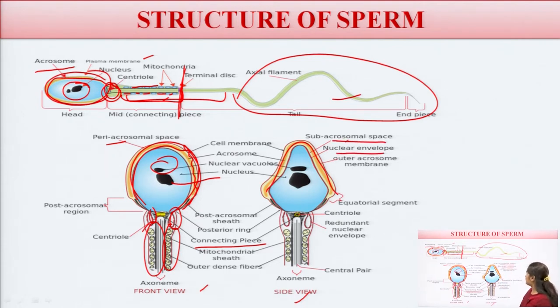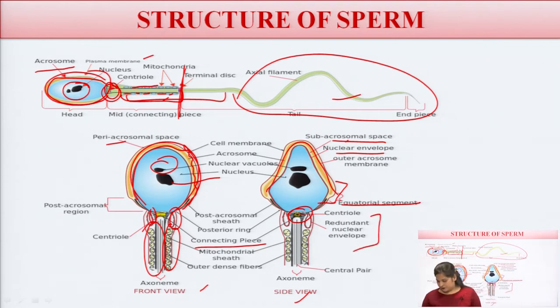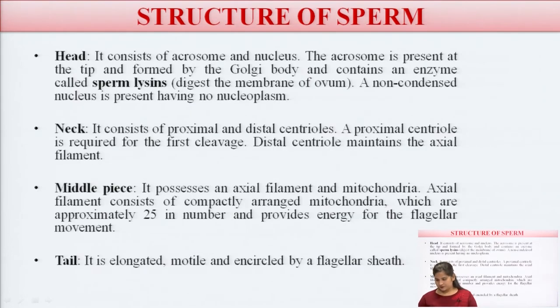There are some acrosomal spaces. This is the equational segment, and this is the centriole part where the division occurs, and this is the radiant nuclear envelope. So, this is the basic structure of the sperm.